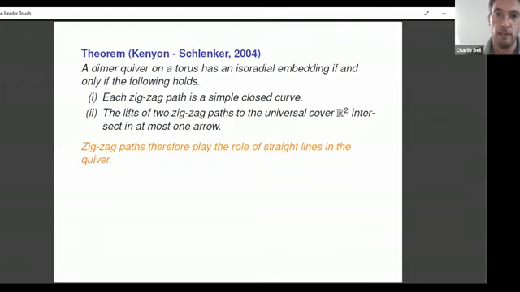So in 2004, Kenyon and Schlenker proved the following. A dimer quiver on a torus has an isoradial embedding if and only if the following holds. 1, each zigzag path is a simple closed curve, and 2, the lifts of 2 zigzag paths to the universal cover intersect in at most 1 arrow, because we're on a torus. So zigzag paths, therefore, play the role of straight lines in the quiver. They're as straight as possible in the quivers.